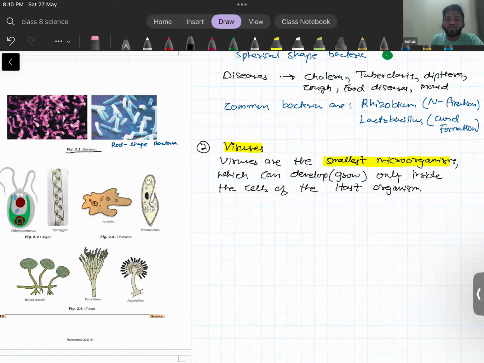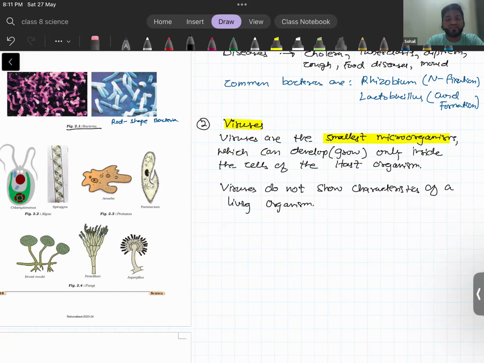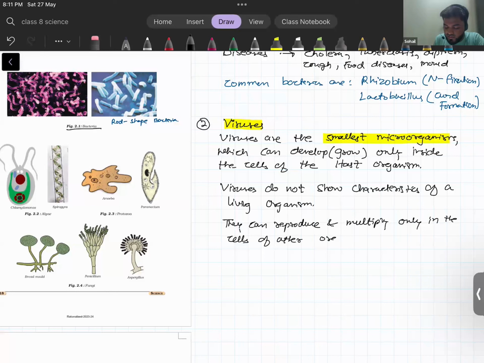So viruses do not show most of the characteristics of a living organism. And they can reproduce and multiply only inside the cells of other organisms. So are they not parasitic in nature? Yes, they are parasitic in nature.